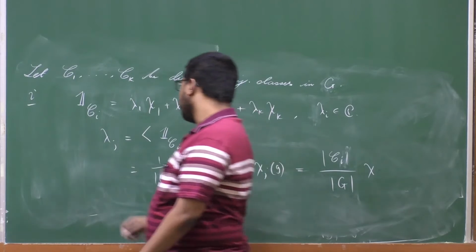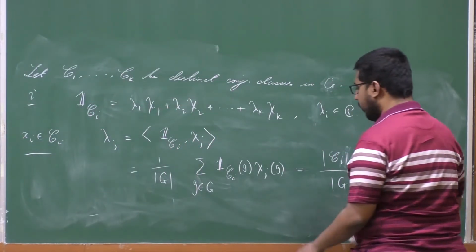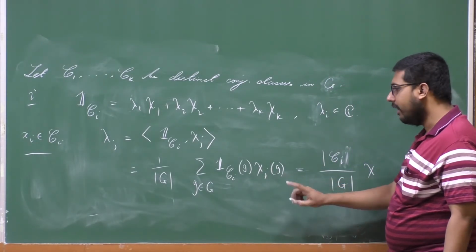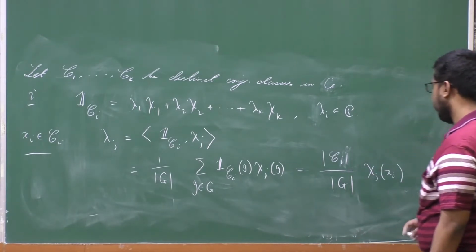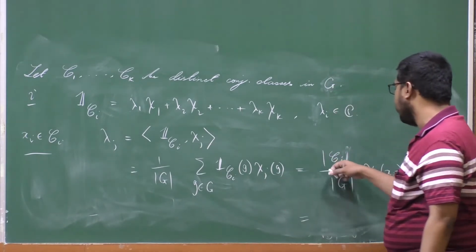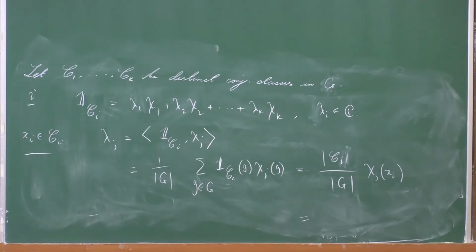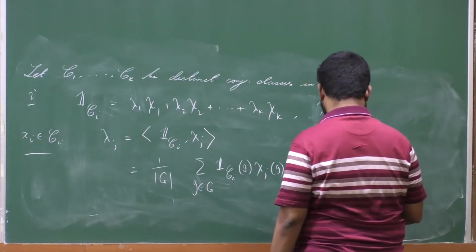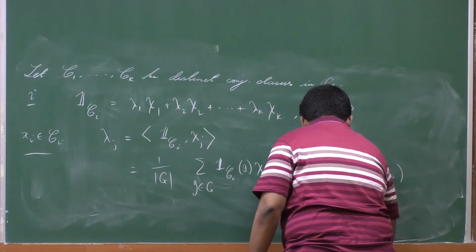Let's pick an x_i from C_i. All those terms are repetitions of chi_j of x_i, and the number of times it repeats is exactly the size of the class of x_i. By the orbit-stabilizer theorem, the conjugacy class is an orbit. The size of the orbit is the order of G divided by the stabilizer, and here the stabilizer is the centralizer. So this is the order of G divided by the order of the centralizer of x_i.